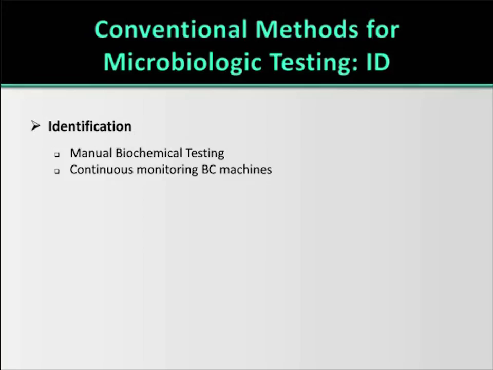We have continuous monitoring blood culture machines, lots of different types that are out there. Many of you are using these. Most of you are probably using these in your laboratories. Some of us in our laboratories screen our urine specimens to determine whether they're positive or negative quickly, so we can give our clinician answers quickly.